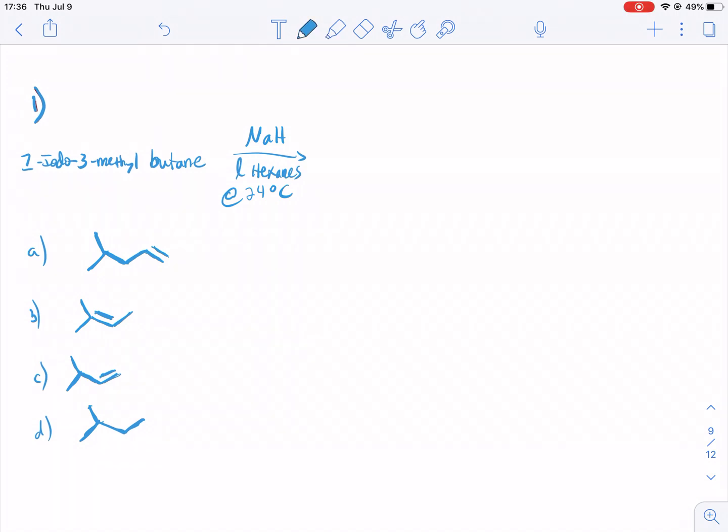Okay, so we have a reaction here, 1-iodo-3-methylbutane, and we're trying to figure out the product. First of all, we've got to figure out what this thing looks like. Well, that's what it looks like. Okay, 1-iodo-3-methylbutane.